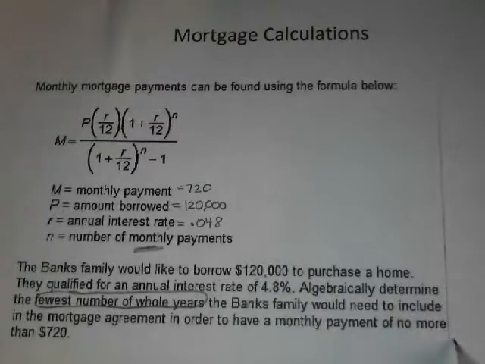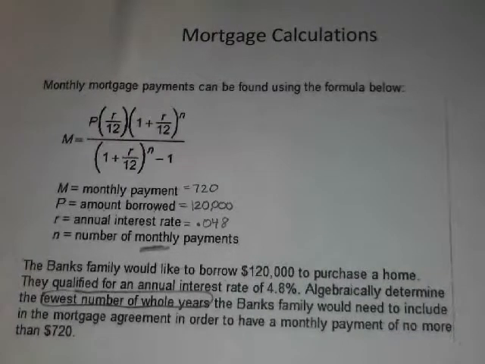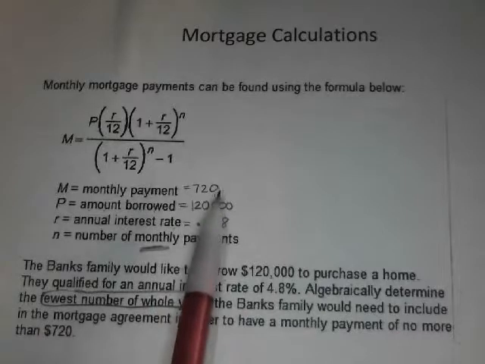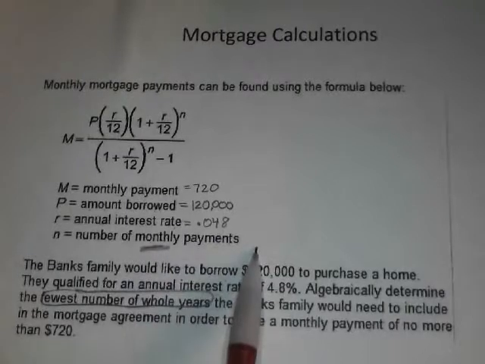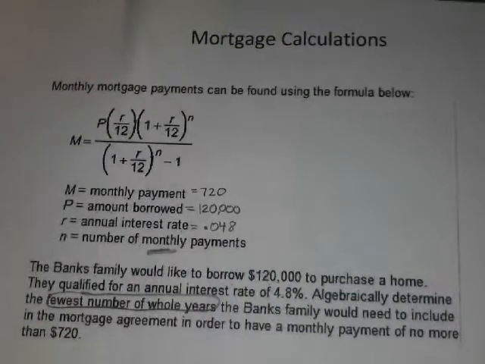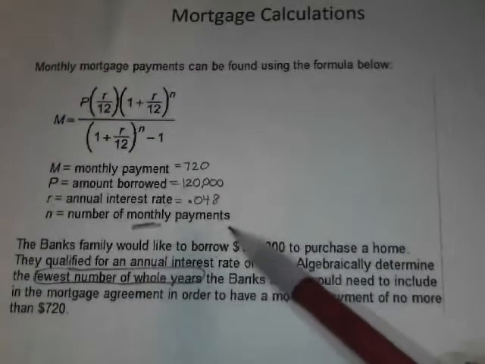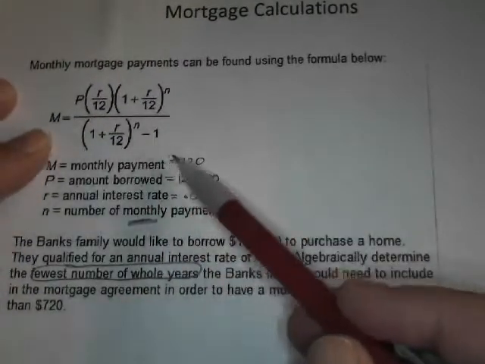And also they say no more than 720. Right now, if we use exactly 720, that's fine. We're going to find the exact number of monthly payments necessary, which might not be a whole number, and we'll adjust for that at the end. But for now, we're just going to plug in what we know for everything.